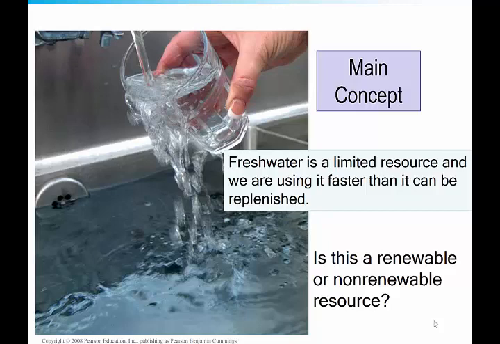limited resource and we are using it faster than it can be replaced. So does this mean that fresh water is a renewable or a non-renewable resource? Well, if you chose non-renewable, you would be correct. Remember, resources whose supply is finite or resources which we are using faster than we are replenishing are considered non-renewable.